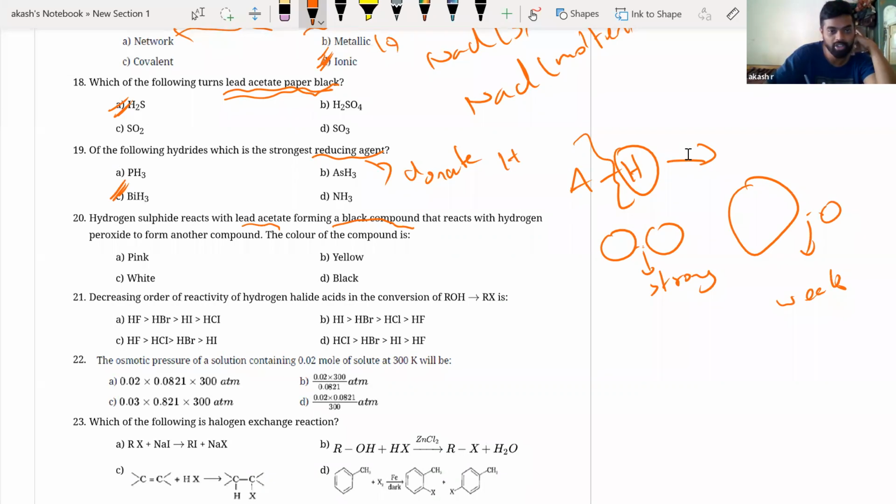Any idea what is the answer to this question, people? Okay. Please check this question. Right? You just have to know what is the compound and what is the color name.